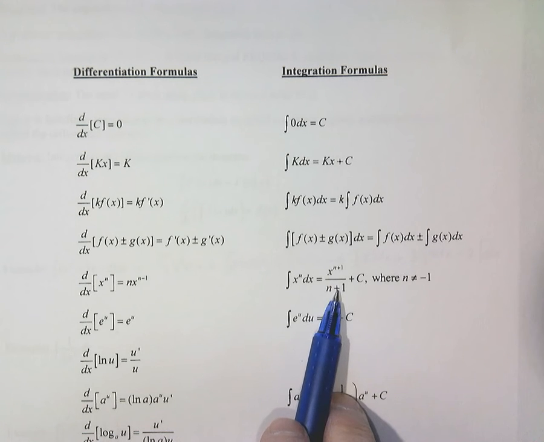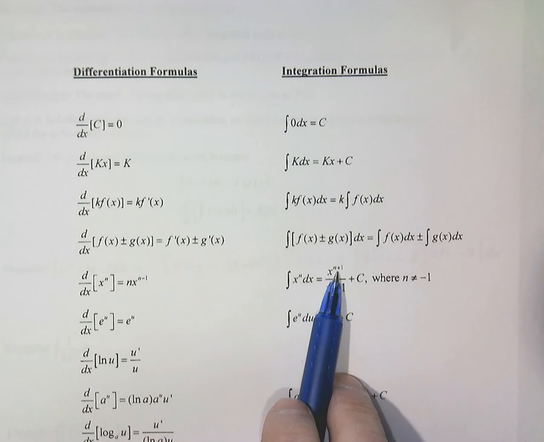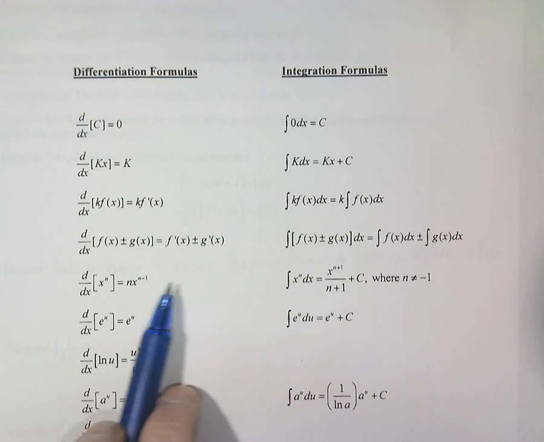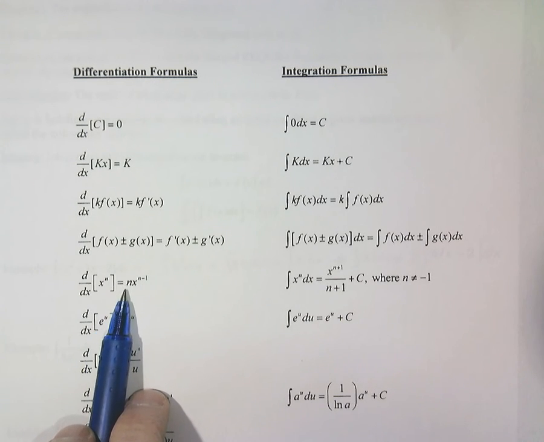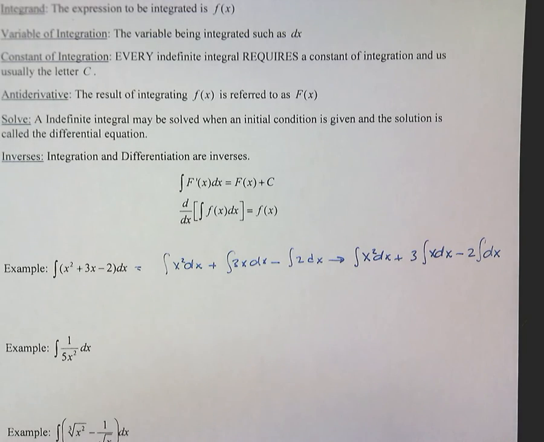So what's going to happen is if you're integrating something x to the n power, you're going to add 1 to the exponent and divide by n plus 1. Which when you differentiate, you multiply by n and you subtract 1 from the exponent. So let's show you how this works.